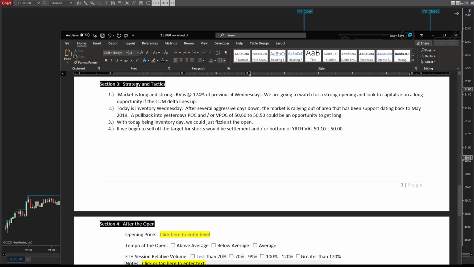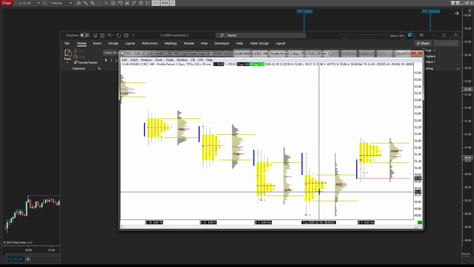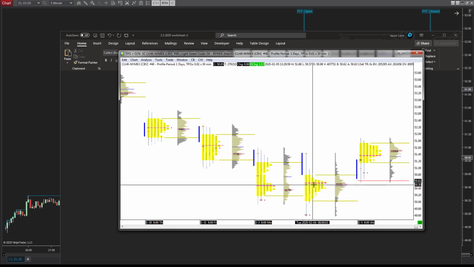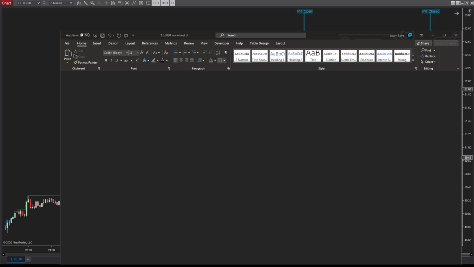We also said that today was Inventory Wednesday, and after several aggressive days down, the market is rallying out of an area that had been support dating back to May of 2019. We talked about that. A pullback into yesterday's point of control and volume point of control for the RTH session was going to give us an opportunity to look to get long. The TPO point of control was around 56, and the volume point of control was down around 53. That was an area we were looking for.